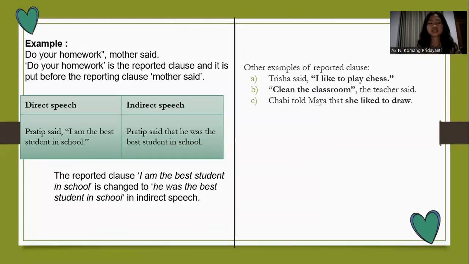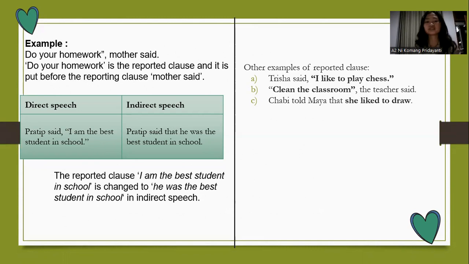Okay, so here is the example. Do your homework, mother said. Do your homework is the reported clause and it is put before the reporting clause. For the direct speech: Pradeep said, I'm the best student in school. And then the example for the indirect speech is: Pradeep said that he was the best student in school.